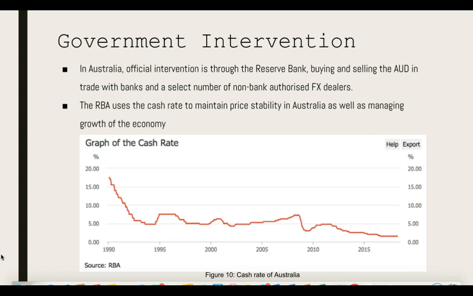The Reserve Bank of Australia uses the cash rate to maintain price stability in Australia, as well as managing growth of the economy, as changes in the cash rate affect the likelihood of individuals attaining funds, as higher interest rates make it more expensive to borrow money, which leads to a lower demand for goods and services. From the graph provided on the screen, it can be analysed that the Reserve Bank of Australia has not changed the cash rate in the last few meetings, so it has been constant at 1.5%.